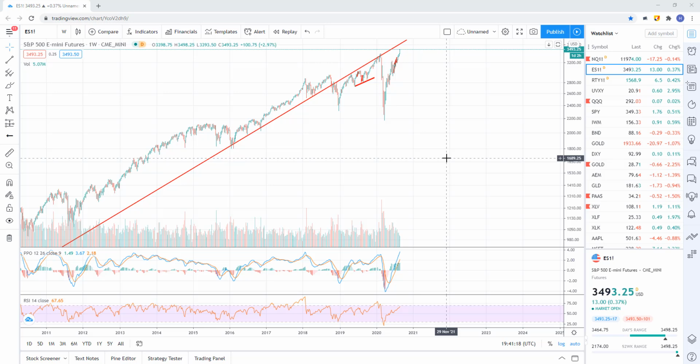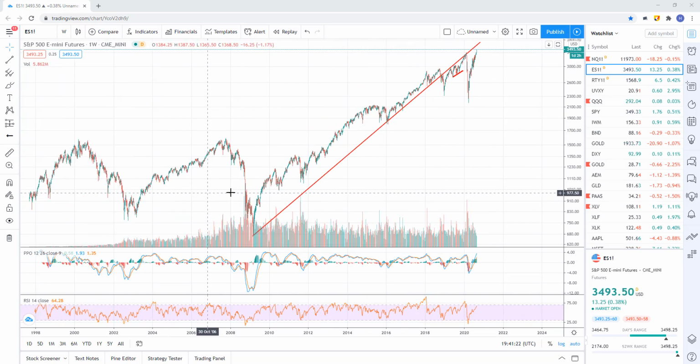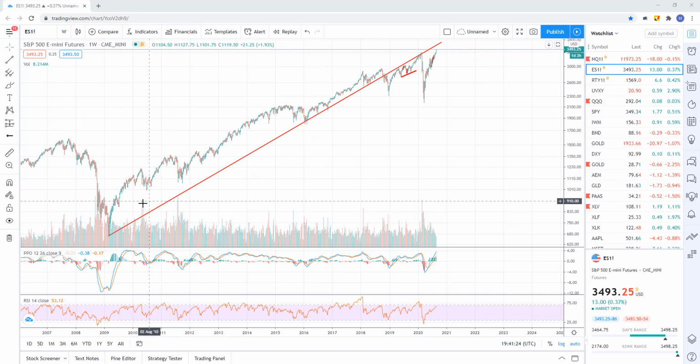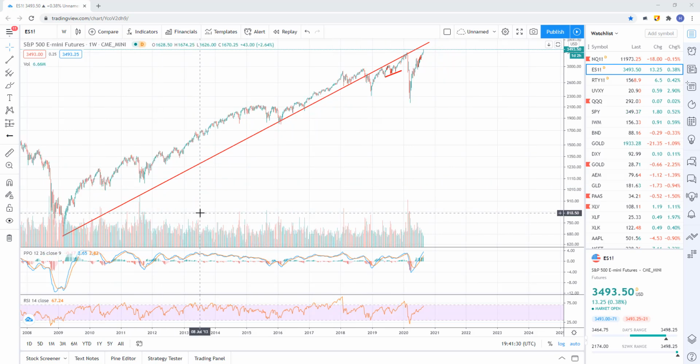I'm going to start out here with the ES mini futures. It's the S&P futures basically. And I want to point out the longer term picture of this chart. I think it looks the same as the S&P 500, but I basically want to point out the futures so everyone can understand what the market's been doing.